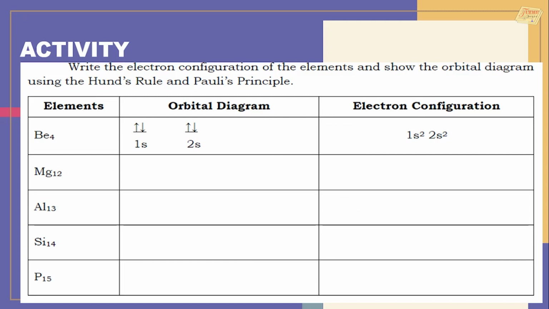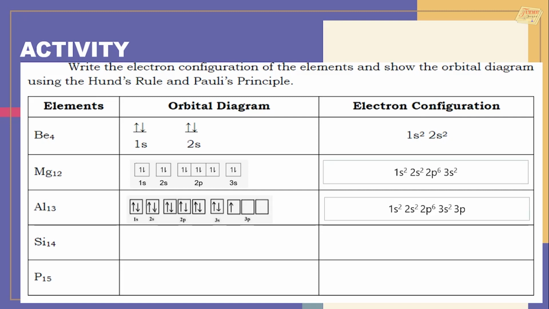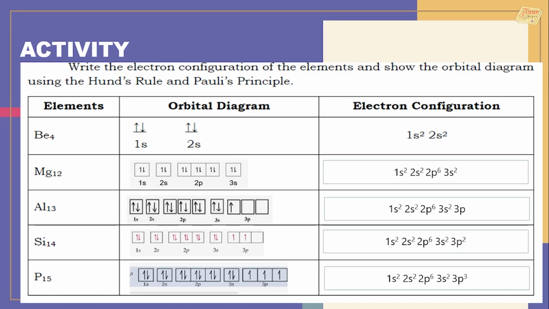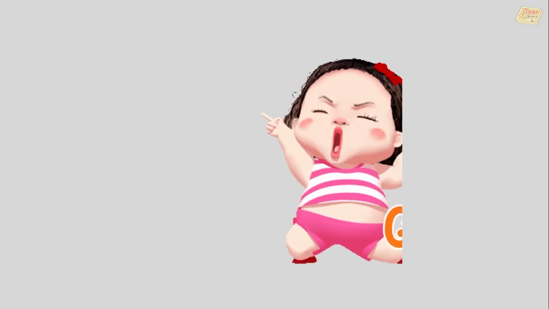Okay, let's have an activity. Write the electronic configuration of the elements and show the orbital diagram using Hund's rule and Pauli's principle. Are you done, class? Here are the answers. Check if your answer is correct. Do you have the same answers? Very good.